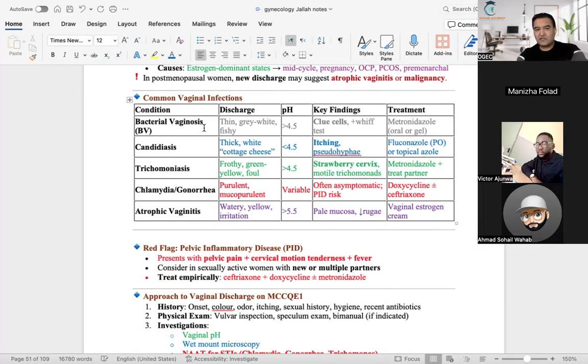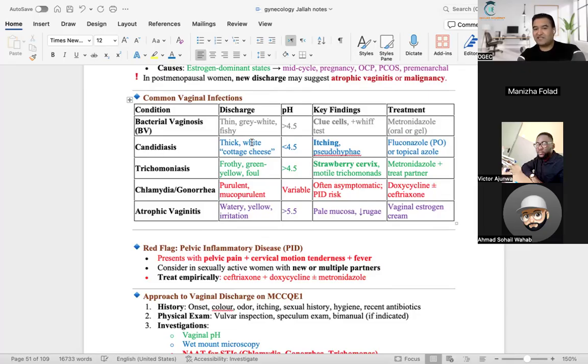So, in terms of vaginal infection, these are very, very common and they are commonly tested: bacterial vaginosis, candidiasis, trichomoniasis, chlamydia, gonorrhea, atrophic vaginitis. The discharges are different. For bacterial vaginosis, I even changed the color to gray because the discharge is gray. It will be thin, gray-white, with a fishy odor. The pH is also important; it can help support you in diagnosing the right vaginal infection. It is more than 4.5. Clue cells are a very characteristic finding, and the treatment is metronidazole orally for 7 days.